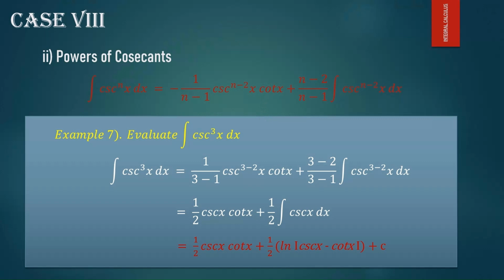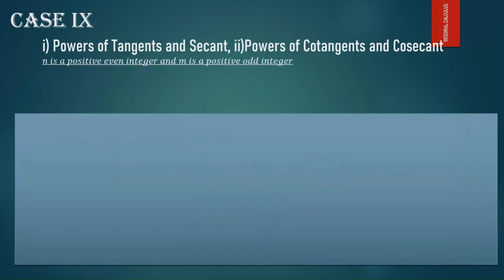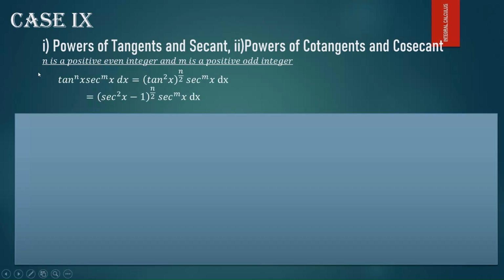Let us now proceed to the last case, which is case 9. So here, the condition is that n is a positive even integer and m is a positive odd integer. It is given in the form of n power of tan x times m power of secant x and n power of cotangent x times m power of cosecant x. If you can notice, this form is similar to case 6. The only difference is that in case 6, n is a positive odd integer and m is a positive even integer.